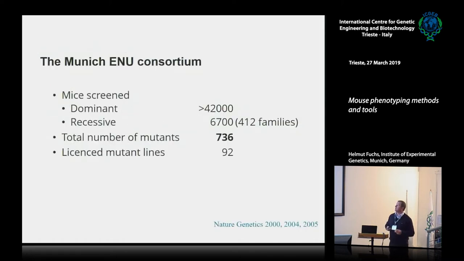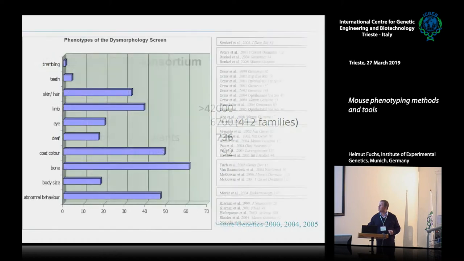Good. So we did this, and we analyzed about 42,000 mice in the dominant screen, and 6,700 mice in the recessive screen, which represents 412 families. We found in total 736 confirmed mutants, and at that time we even licensed out 92 of these mutant lines.